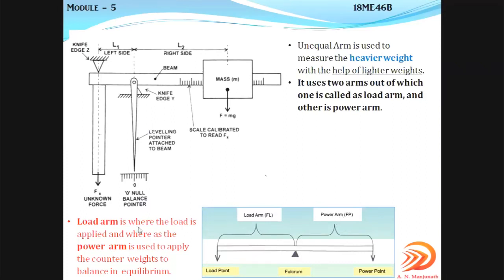The load arm, you can observe here, is where the load is applied. And the power arm is the point at which the counterweight of the balance is applied, so that this particular arm will be in equilibrium. So both sides will be equal, right? This will be the knife edge. This will be the mass. The right side, what you can see, will be the power arm. This will be the load arm.